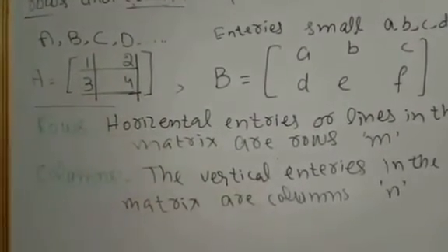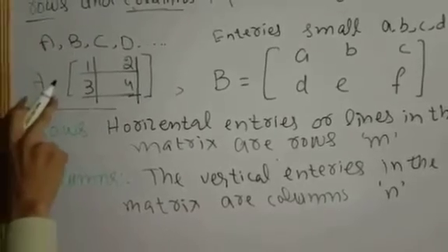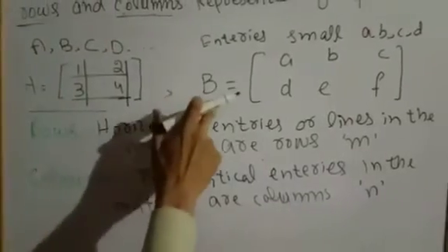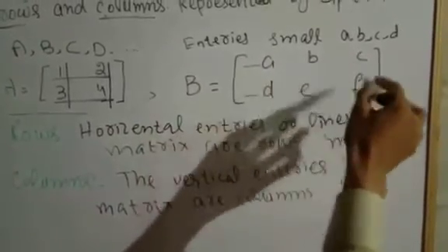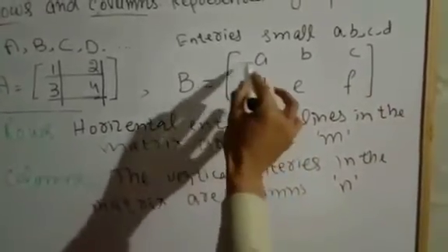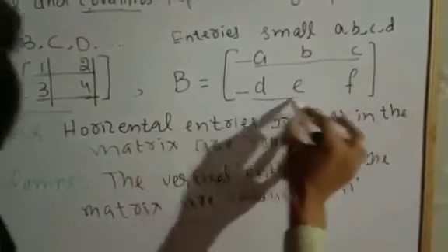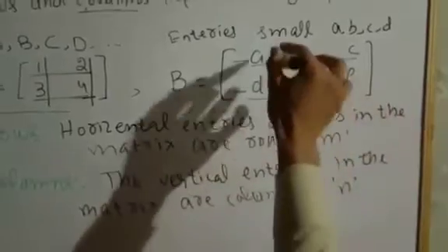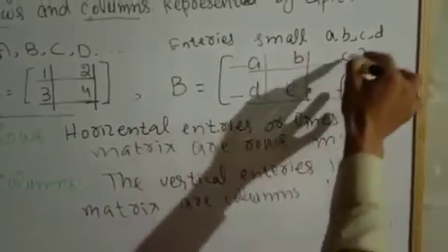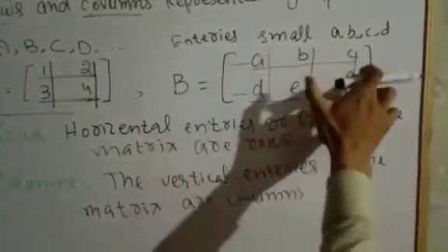while in the matrix B the number of rows is 2 while the number of columns is 3, as c 1, 2. So these are the rows, row 1 and row 2, while columns 1, 2 and 3. So the columns are 3 in number.